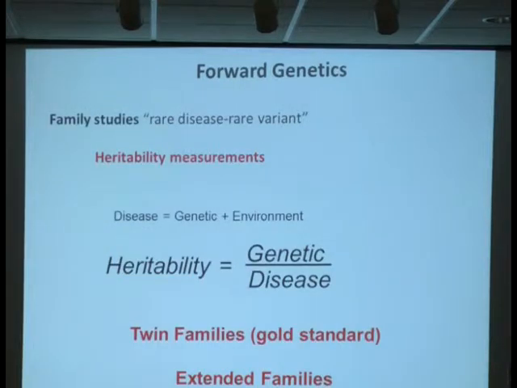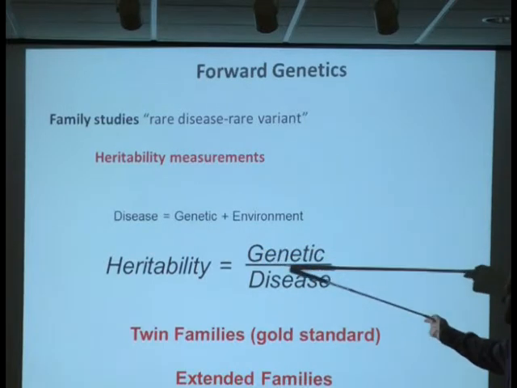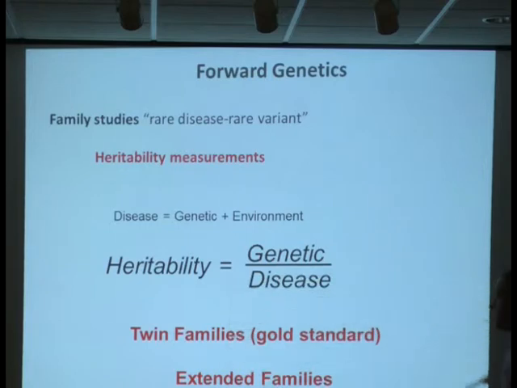So every disease is a composite of genetic and environmental factors, as I already mentioned before about hair color. And the fraction of a condition's variability that is due to genetic variability that causes a given disease is what's defined as heritability. Now, to measure these heritability measurements, the gold standard is to use twin families, but you can also use extended families. And I'm going to talk about how we're using both to try to measure heritability across the entire phenome.